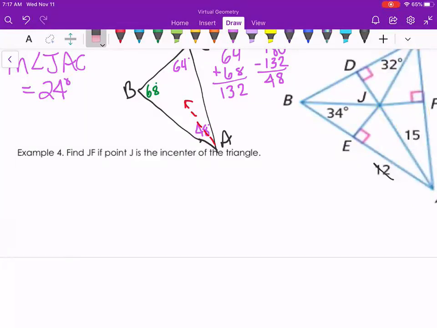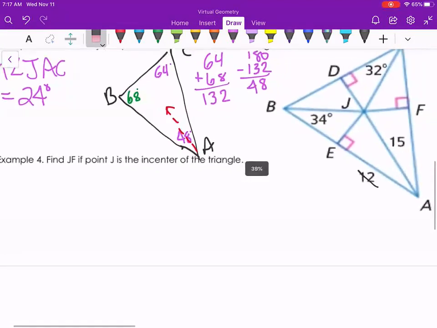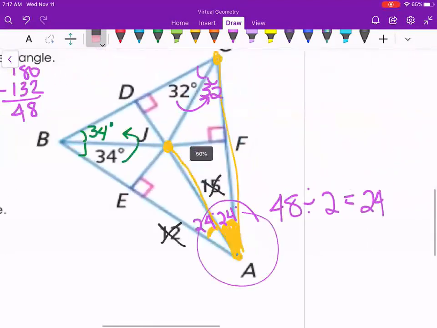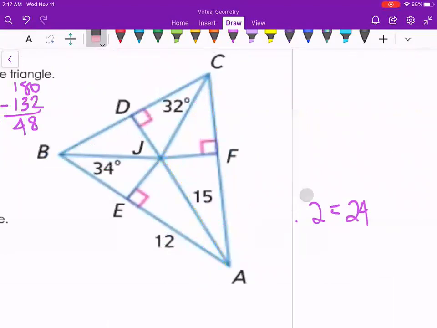So find JF if point J is the incenter of the triangle. All right, so this time we're looking for J to F. So in this case, JF is a length, it's not a measurement. And so this time I'm not looking at the numbers with degree bubbles. I'm looking at that 12 and 15 because I'm dealing with segment length.